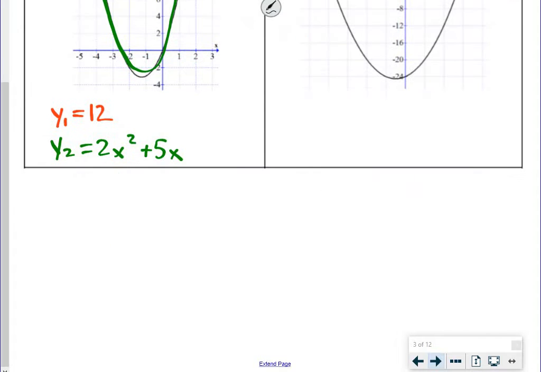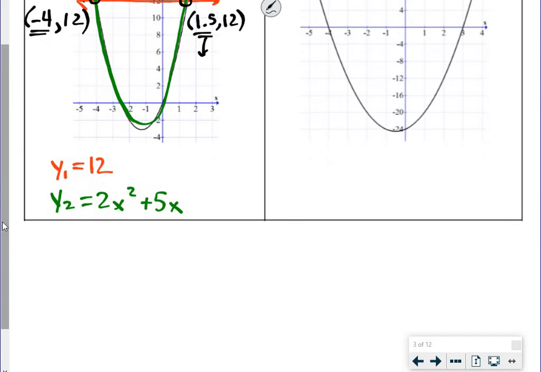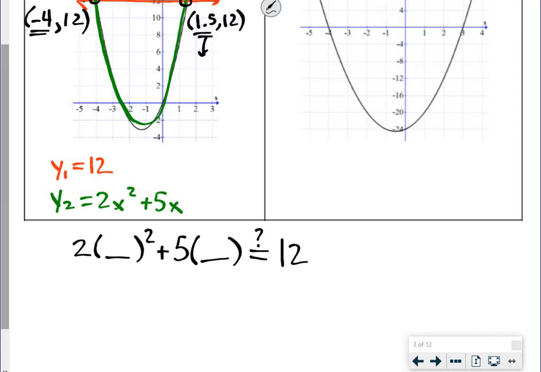So starting with this, we need to confirm that the left side equals the right side. For example, if I put in x equals 1.5. So if I do 2 times something squared plus 5 times something, I need to check that that equals 12. So my solution here, I am supposing, is 1.5. So again, just using that x value.